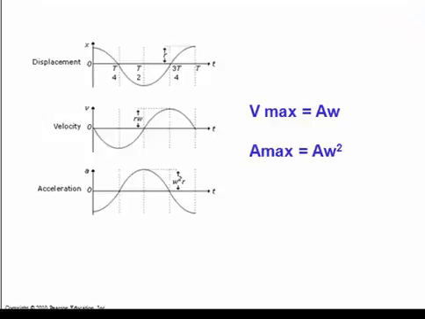Notice that the velocity amplitude will fluctuate between plus and minus A omega. This indicates that the maximum velocity for any simple harmonic oscillator is always A omega. The acceleration amplitude fluctuates between positive and negative A omega squared. This indicates that the maximum acceleration is A omega squared.